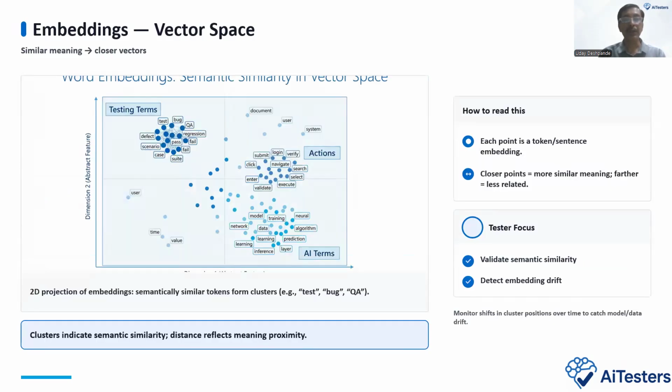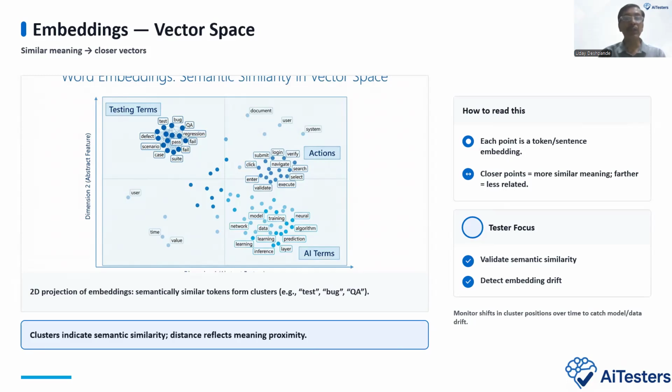Embeddings, vector space. Embeddings convert words or sentences into numeric vectors that capture meaning and context. In the visual, semantically similar items cluster closer together, which helps explain how models identify related concepts. For testers, this matters in use cases like semantic search, similarity matching, recommendations, and intent detection.